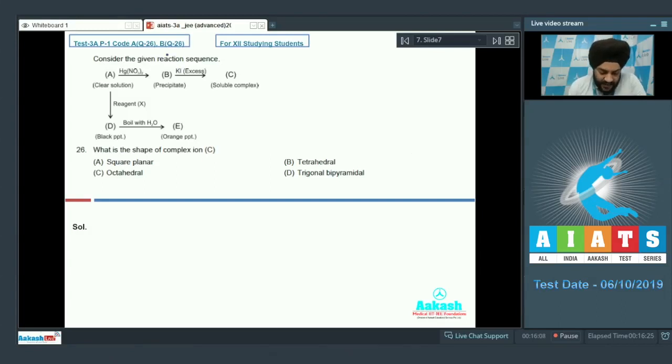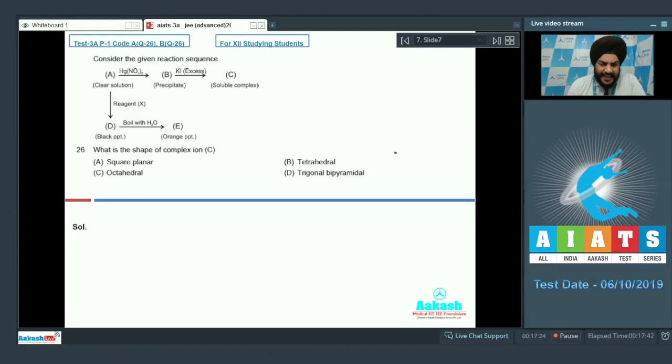Consider the given reaction sequence. So we have a compound A, which is a clear solution. It reacts with Hg(NO3)2 to form a precipitate. The precipitate reacts with excess of KI to form a soluble complex C. We are also given that the compound A, when it reacts with reagent X, forms D. While when D is boiled with H2O, we have an orange precipitate.